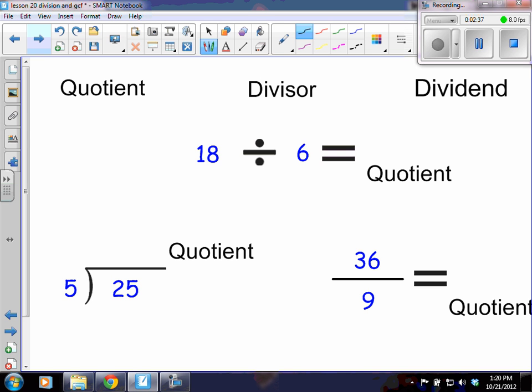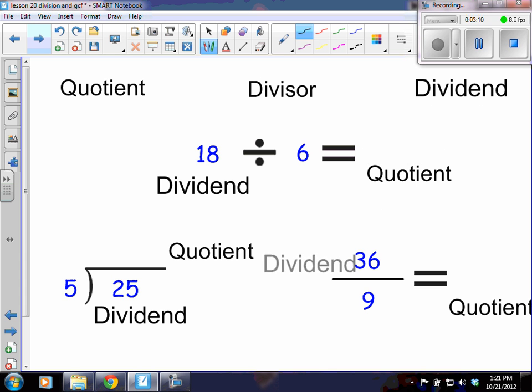The next 2 terms deal with the other 2 numbers. We have the divisor, which is the number that's going into the dividend. The dividend is the number being divided, which is usually the easier one to identify. So we're going to start with that dividend. Usually it's the number that is being divided into different sections. So we have the dividend there in this problem. If we go down here, our 25 is our dividend in our box problem. And of course, over here, we can talk about the dividend being on top.